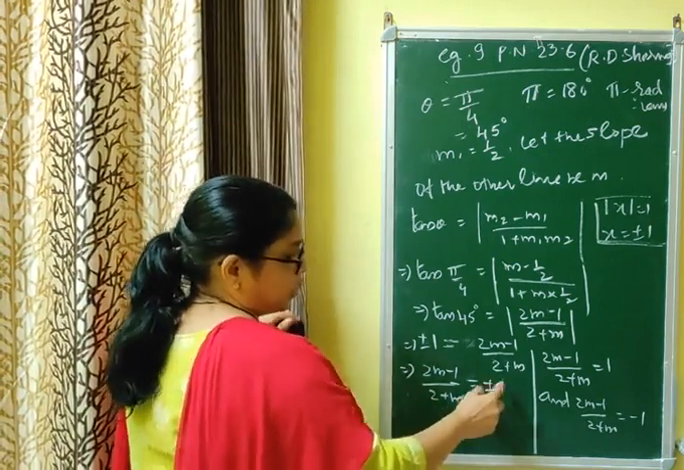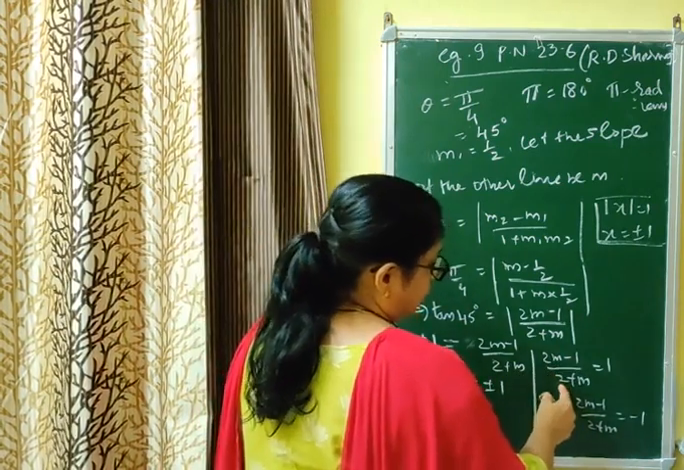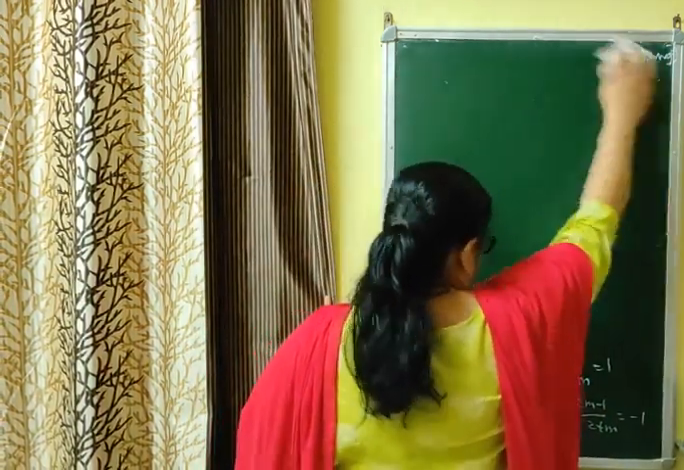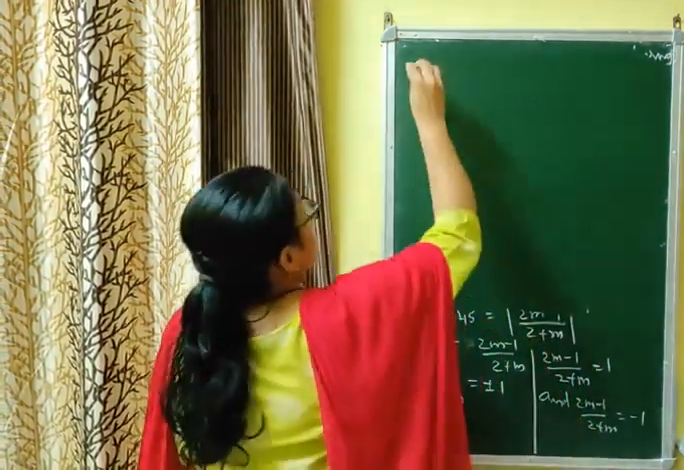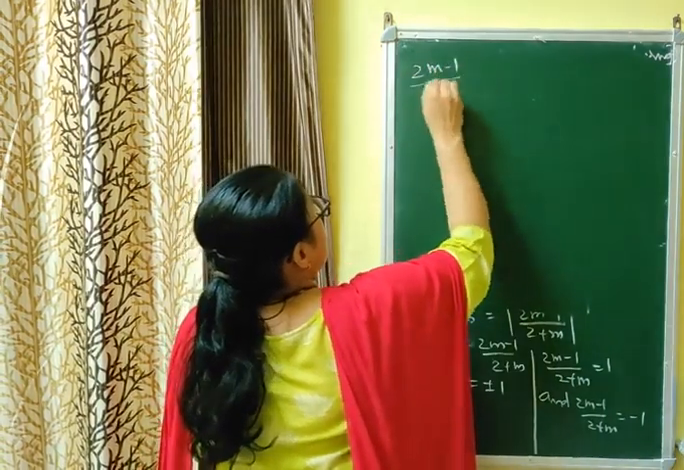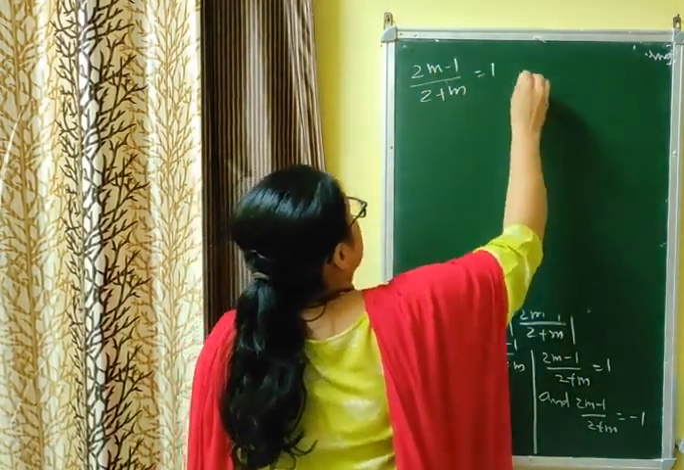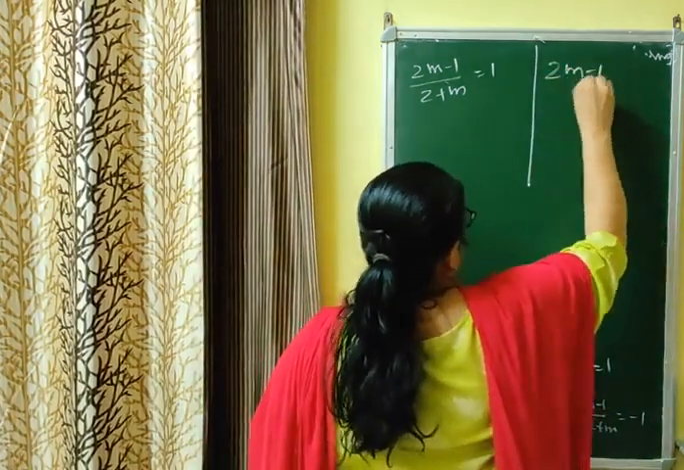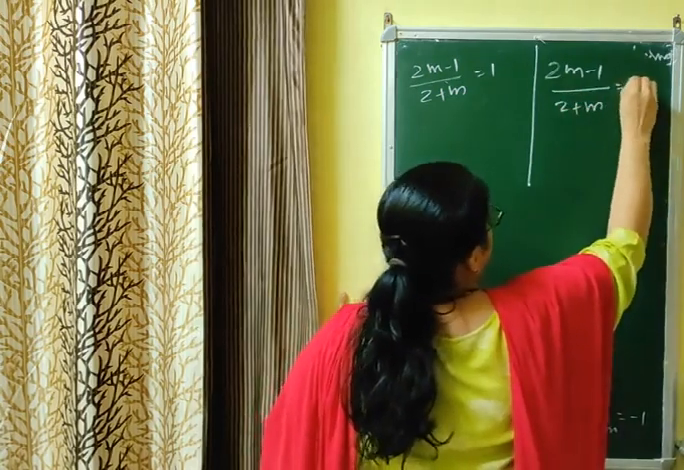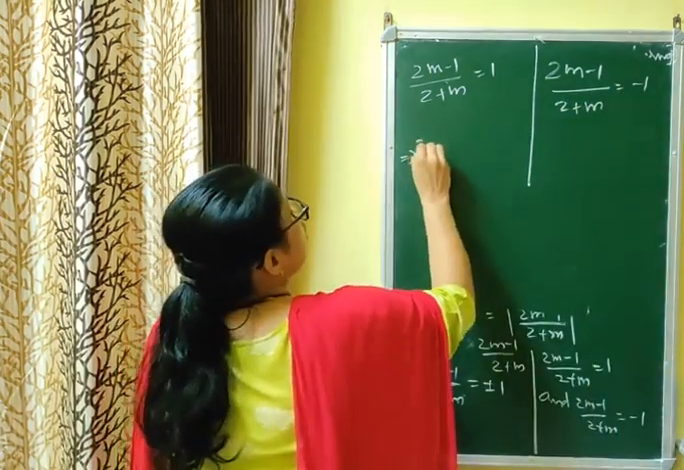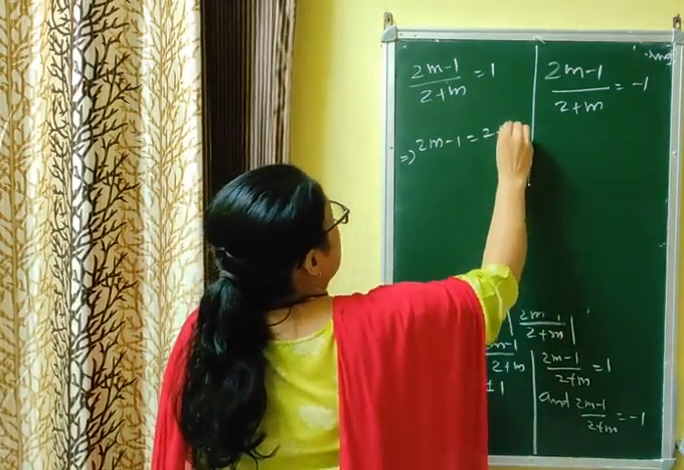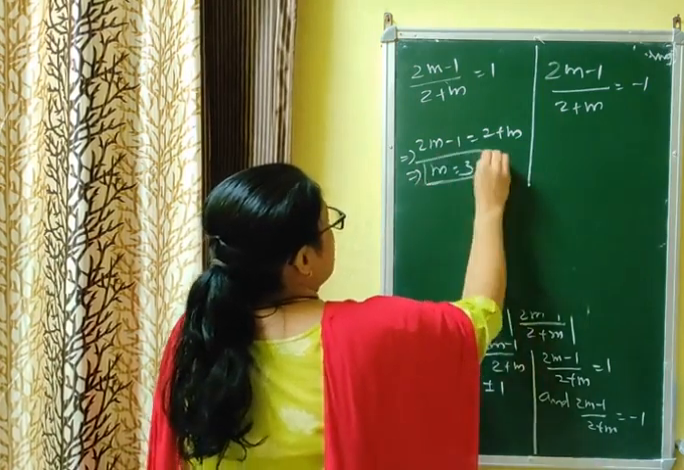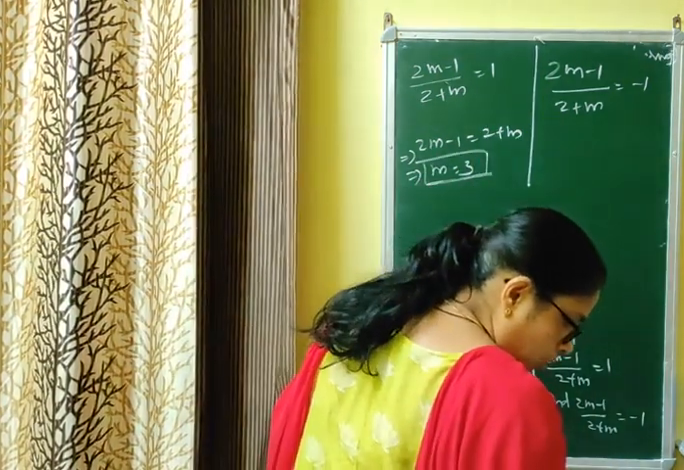First of all, take the sign of plus 1. 2m minus 1 upon 2 plus m equals 1, and 2m minus 1 upon 2 plus m equals minus 1. Now we have to solve both the equations. Let us do both the conditions parallelly. Taking the positive sign, 2m minus 1 equals 2 plus m, which implies m equals 3. By taking the positive sign, you will get the value of m equal to 3.